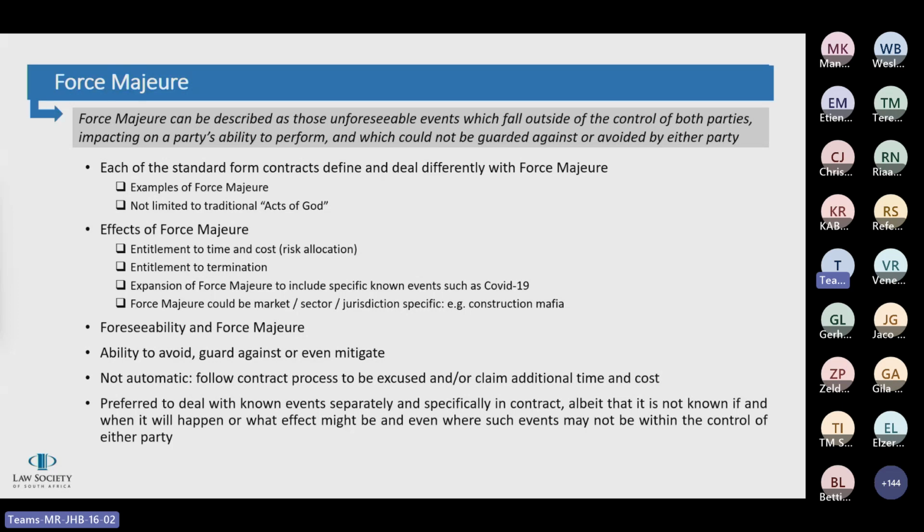It is important to deal with these risks specifically, whether under the force majeure clause or separately, in order to avoid a party taking on a risk which it did not anticipate or intend to take on. So a good example of this is the construction mafia that have caused many significant projects in South Africa to suffer and even to fail.